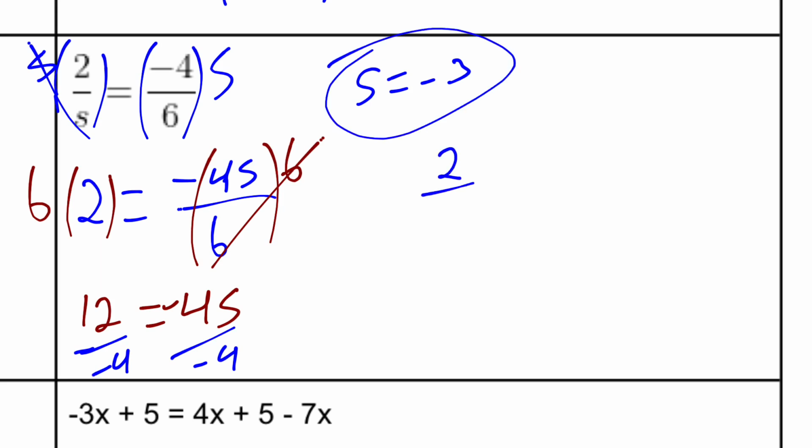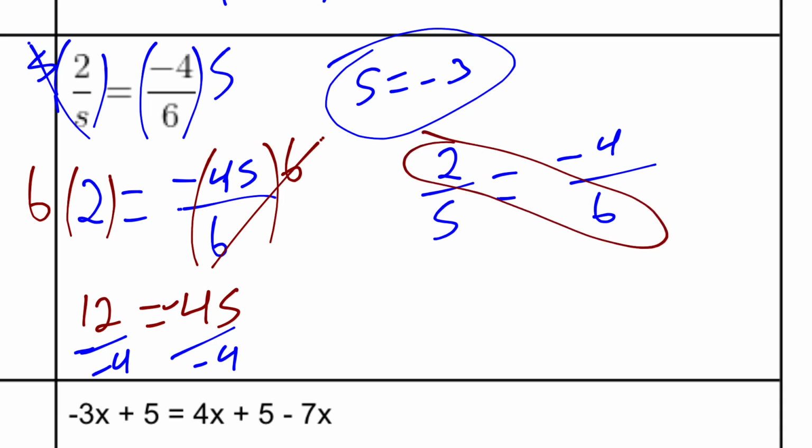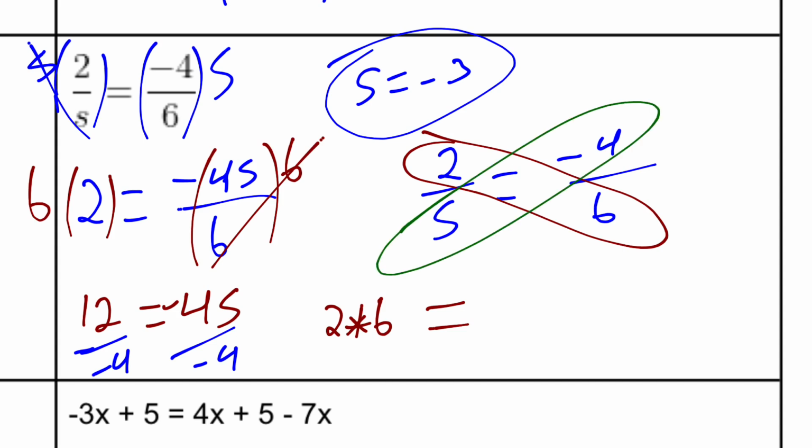If you don't like that method, I actually recommend using cross multiplication for this one. 2 times 6 goes on the left. You set that equal to s times negative 4, which is negative 4s. Notice that's the same thing I did over here. Sometimes it's easier to see it when you have those butterflies. And from there we'll follow the same steps and we'll get the same answer.